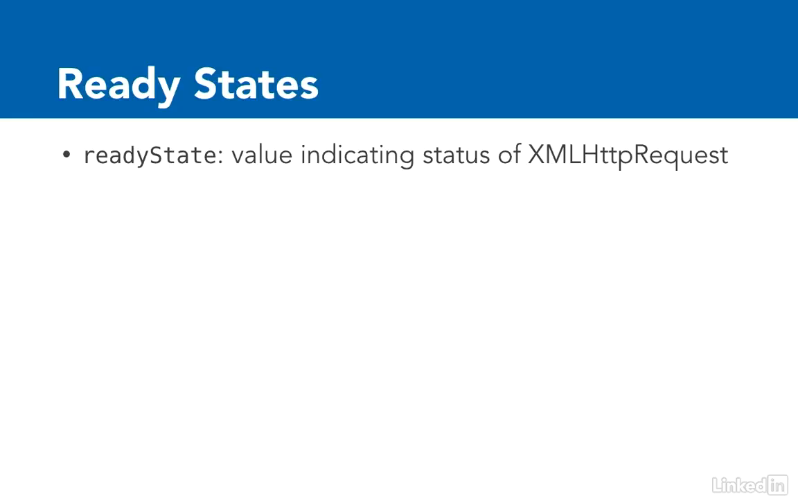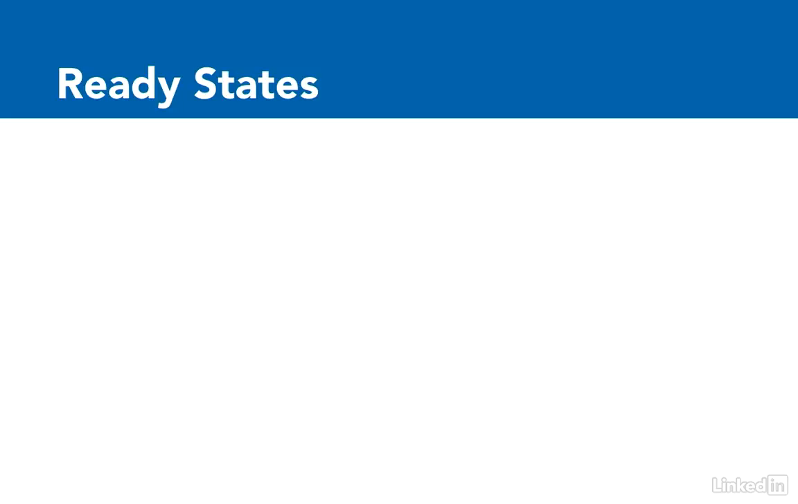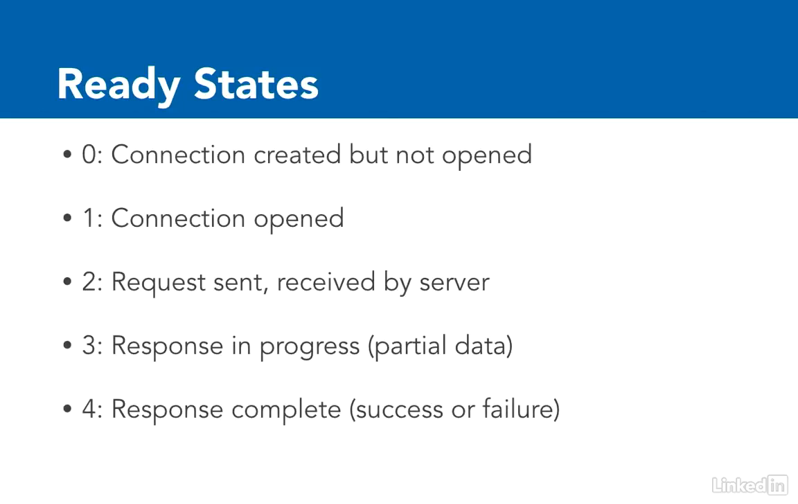The XML HTTP request object has another function called readyState, and it will return a value which indicates the status of the current request. So you simply call xhr.readyState, and you'll get back 1 out of 5 different values. And those values are going to be the numbers 0 through 4. 0, 1, 2, 3, or 4. And here's what each one means.